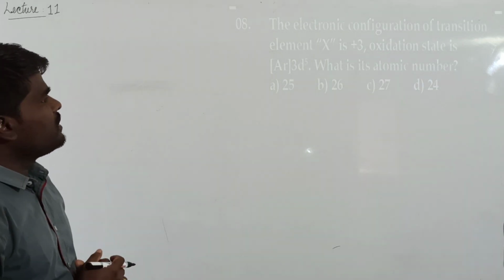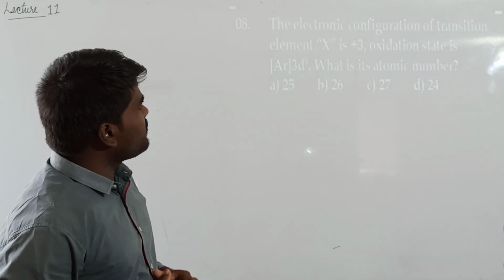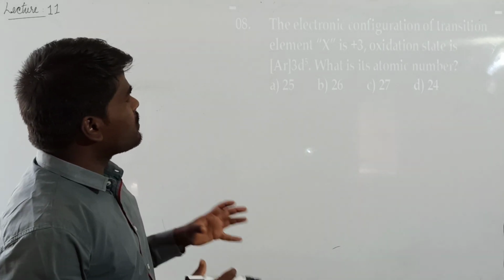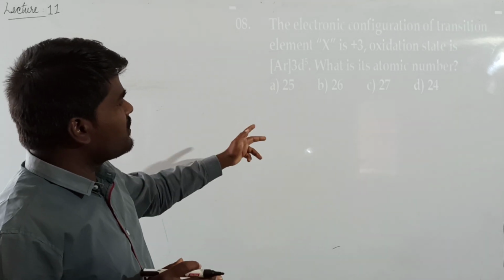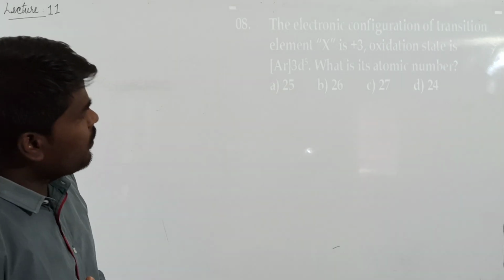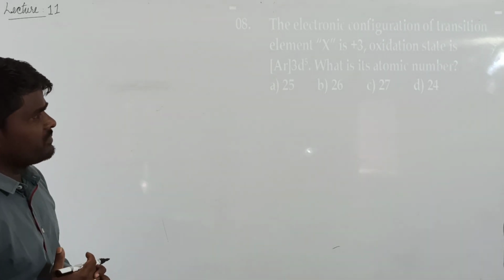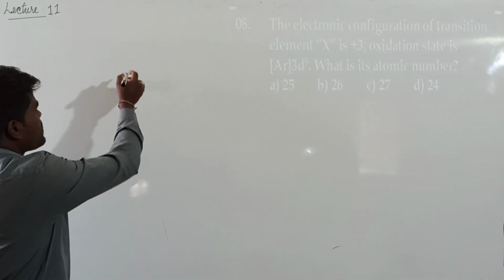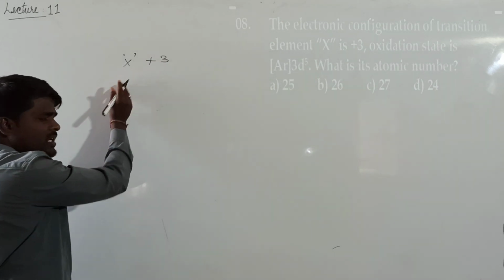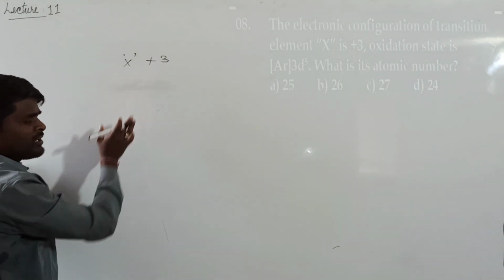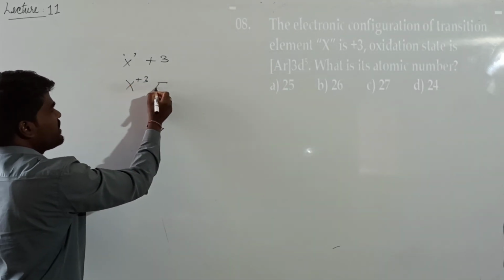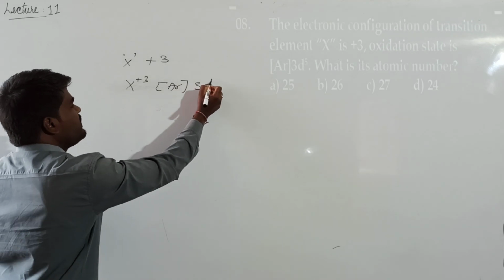Here comes our next question. The electronic configuration of transition element X in the +3 oxidation state is argon 3d5. What is the atomic number? What is being said is that a transition element X exhibits the +3 oxidation state, and the electronic configuration given is for X+3. X+3 has an electronic configuration of argon 3d5.